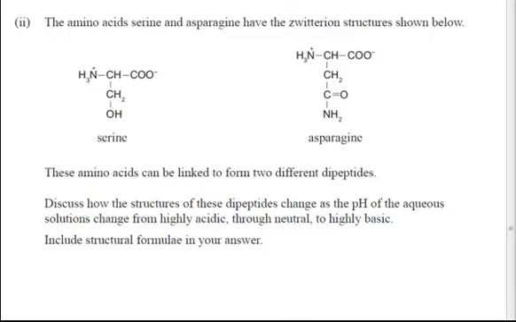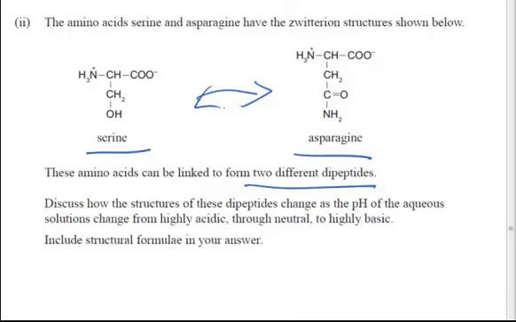Okay, now in this question we're being asked to look at these two amino acids and how they can be linked to form two dipeptides. So we're going to put these two together, and the fact that it can be two different dipeptides obviously means there's going to be two bonds, two amide bonds or peptide bonds, and how the structure changes as it goes through from being basic, neutral and acidic.